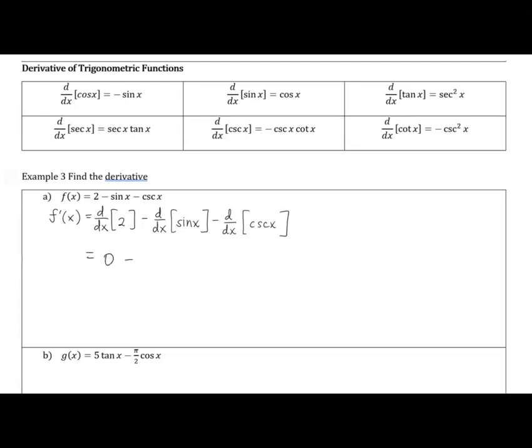For the second term, the derivative of sine is cosine. And for the third term, the derivative of cosecant x is negative cosecant x cotangent x. Please do notice that I have already brought down the minus sign that was in front of that cosecant x. So this derivative all alone right here will pick up another minus sign.